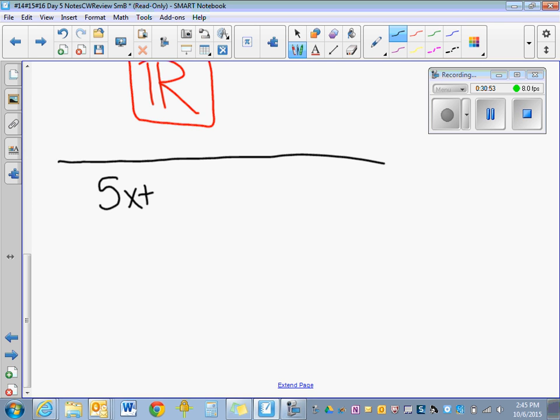Alright, 5x plus 5 equals 5. Do we have any like terms yet? No? Do we have any parentheses? Alright, so let's get numbers on one side, letters on the other. What are we gonna do? Right, subtract 5.